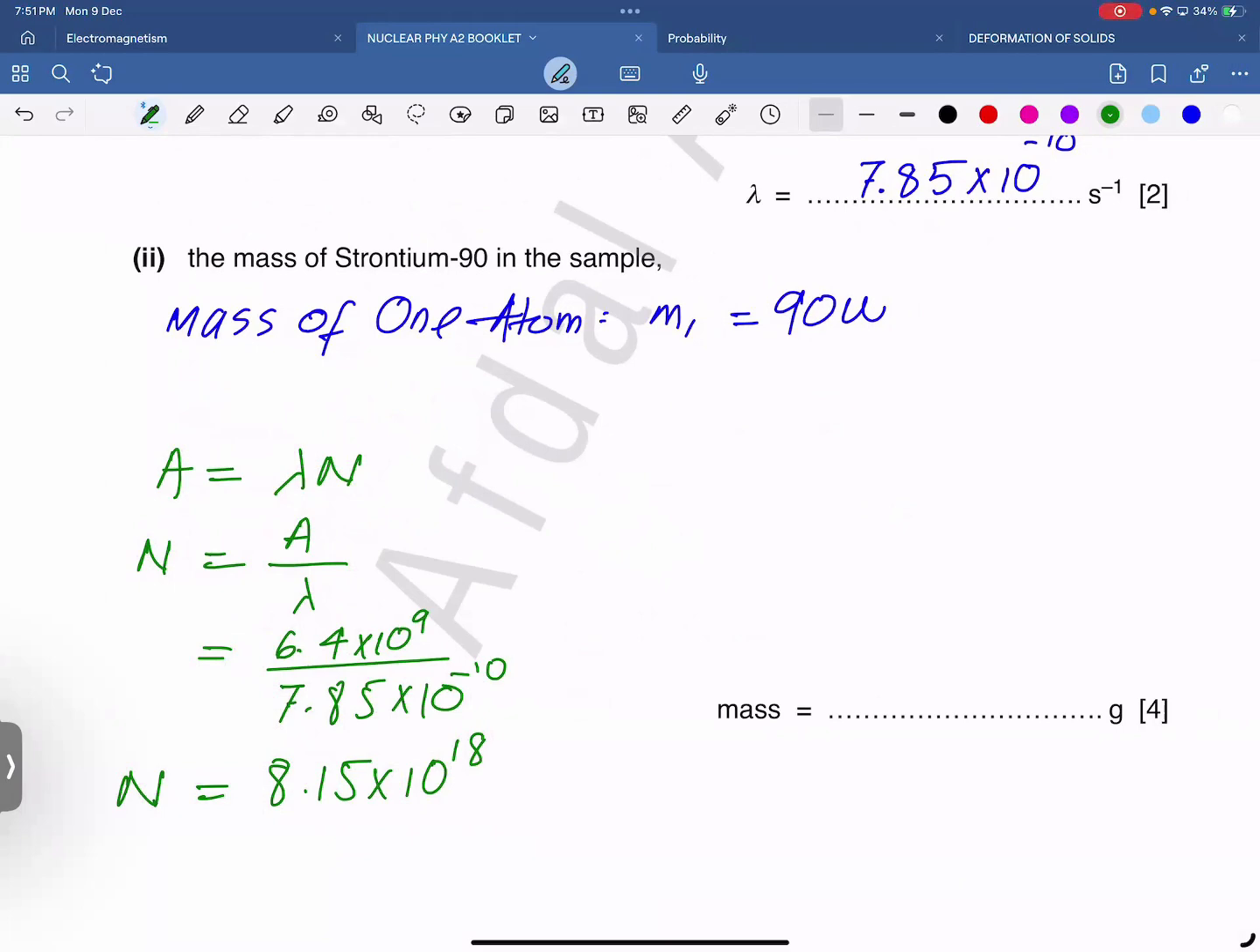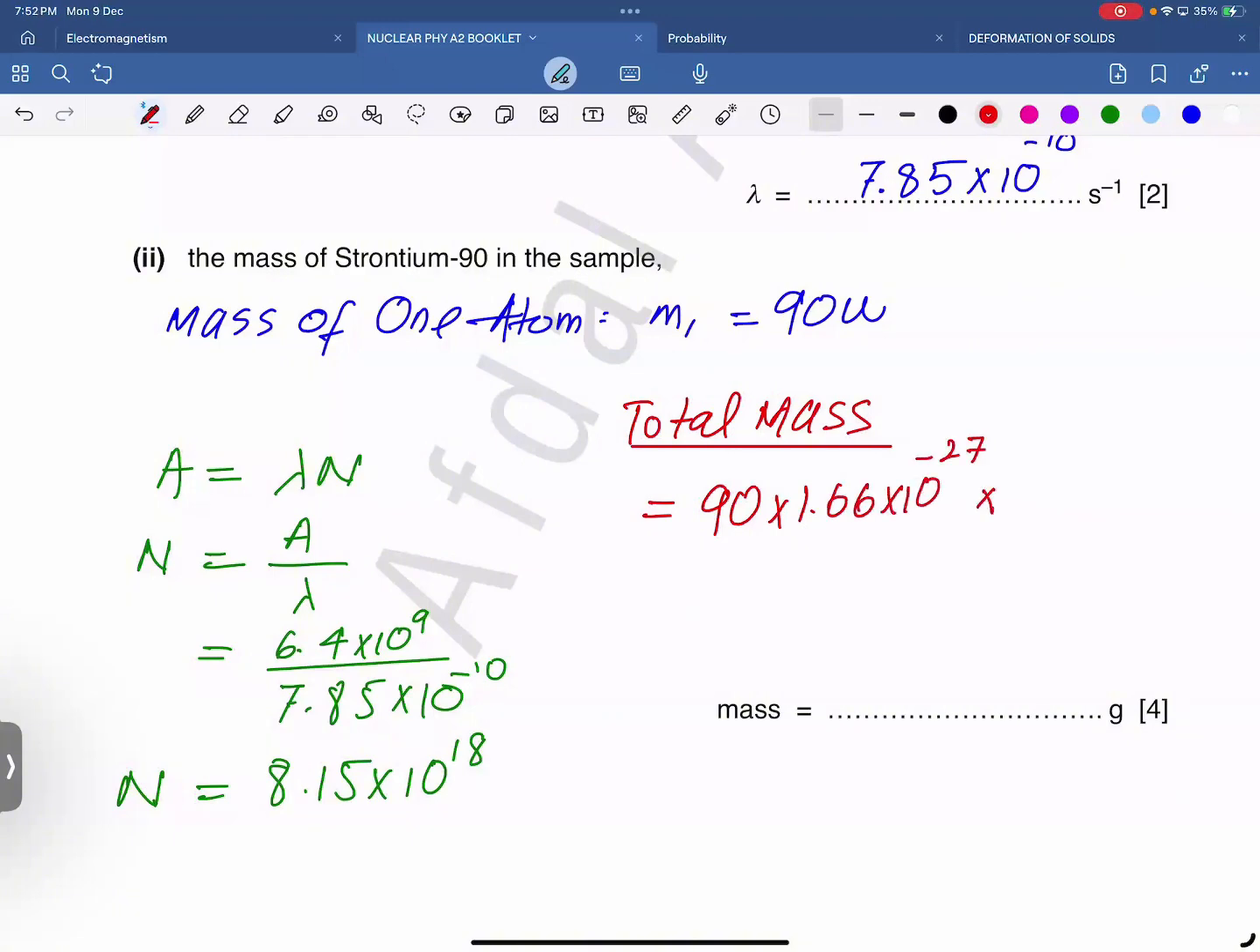So mass of one atom, you know. So total mass will be what? 90 U times N, which is 8.15 times 10 power 18. In previous questions we used to have mass and find N or the lambda. Now it is the opposite.